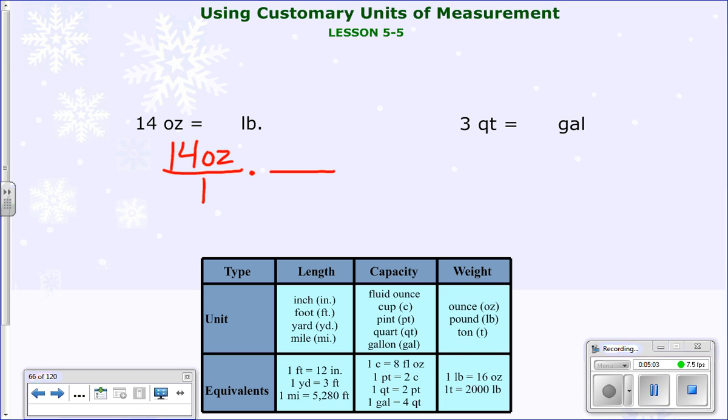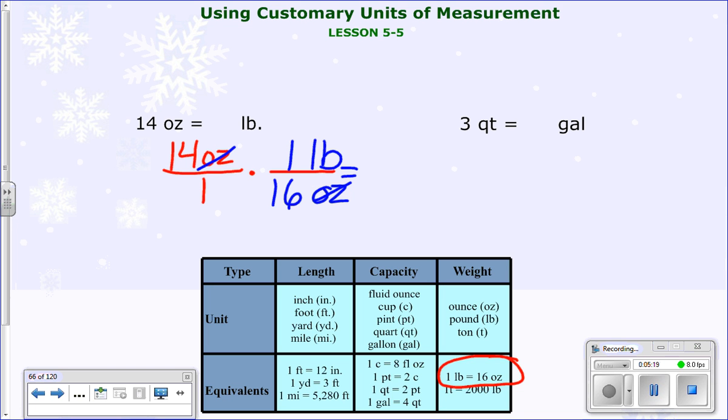So I take a look. Oh, here it is. 1 pound is the same as 16 ounces. So again, I need to look to see where the ounces belong. Ounces is on top, so ounces have to go on bottom here in order for them to cross out. That leaves me with just pounds left over.